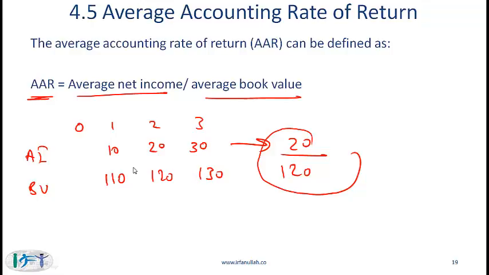As you notice over here, this method violates one of the principles that we talked about, which is that we should use actual cash flows rather than accounting numbers. Therefore, this particular method is not too important, but you should still know that it exists.